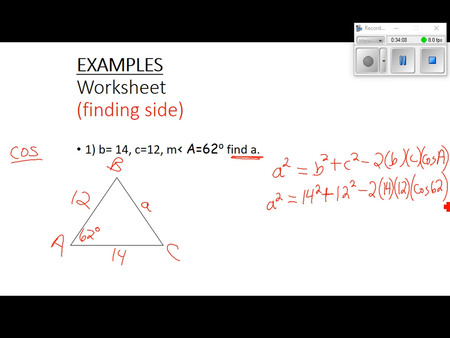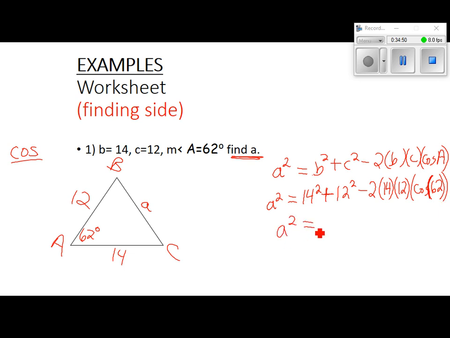minus 2, parenthesis, 14, close the parenthesis, open a new parenthesis, 12, close that parenthesis, open a new parenthesis, cosine 62. Now here's where you have to be careful. If your calculator puts a parenthesis in right here, then you have to put a double parenthesis at the end. So if it puts one in for you, then you have to put in a double one there at the end. And then hit equals.